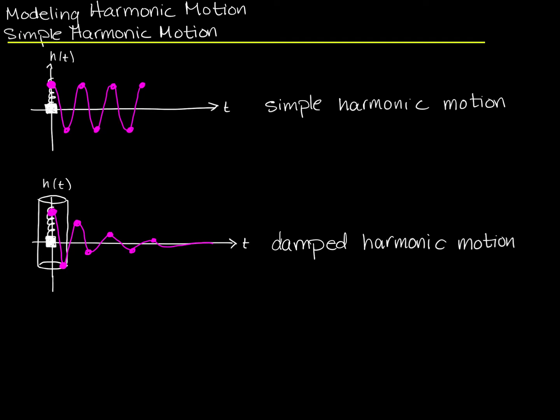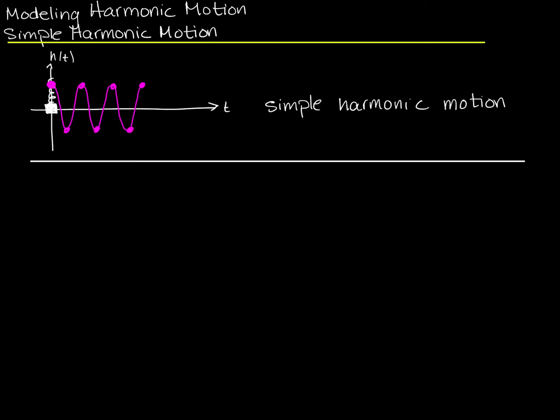We'll be taking a look at damped harmonic motion in the next topic. Right now, we're going to focus on simple harmonic motion. Now, hopefully, this graph looks pretty familiar. It's a cosine graph. We haven't set any of our parameters, so we don't know what the amplitude is. We don't know what our period is.